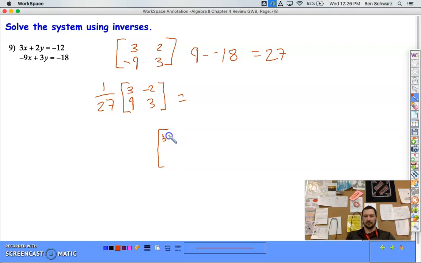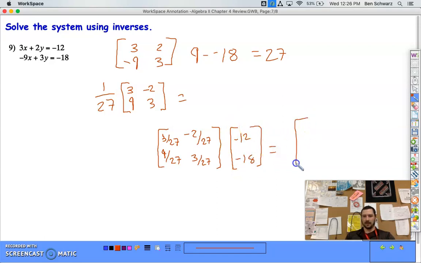So our inverse matrix is going to end up being 3/27, -2 over 27, 9 over 27, and then 3 over 27. Again, you'll want to leave it like this. Don't simplify it, it actually makes it tougher. So now to get our answer, we're going to multiply it times our constants, the matrix -12, -18. So we're going to end up with a 2 by 1.